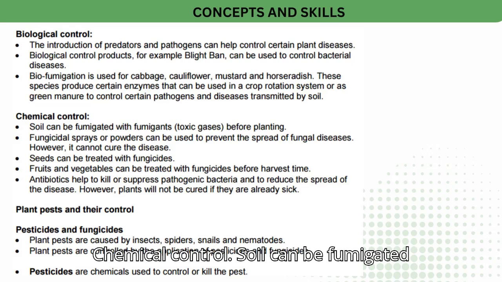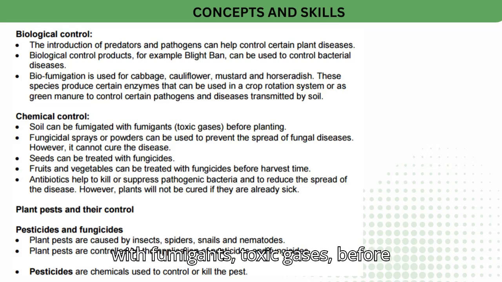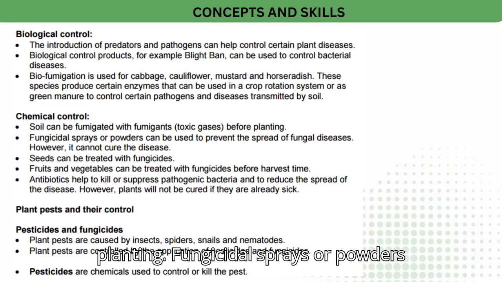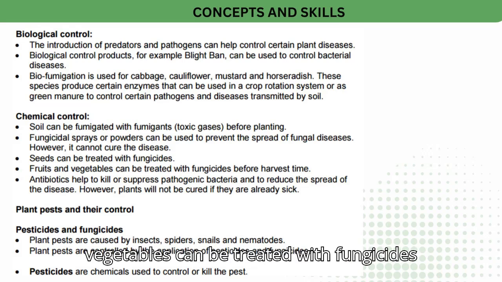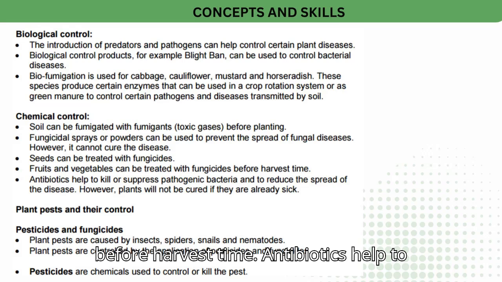Chemical control. Soil can be fumigated with fumigants, toxic gases, before planting. Fungicidal sprays or powders can be used to prevent the spread of fungal diseases. However, it cannot cure the disease. Seeds can be treated with fungicides. Fruits and vegetables can be treated with fungicides before harvest time.